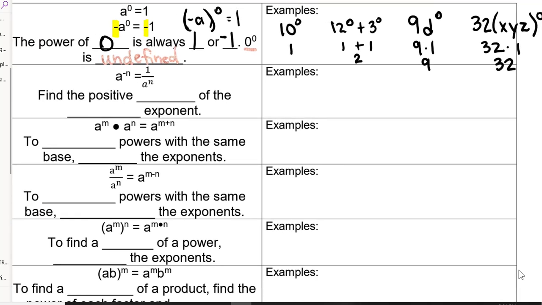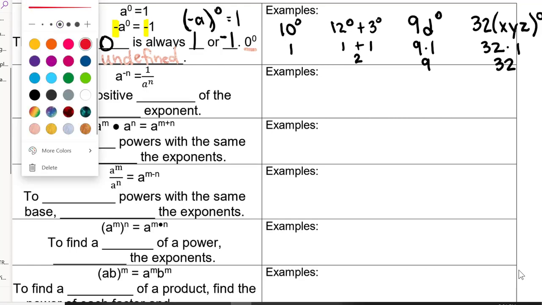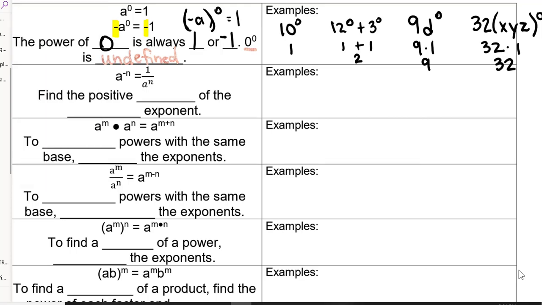A to the -n is equal to 1 over a to the n. So see what is happening here? It was a negative exponent, and then we reciprocated it. And now it's a positive exponent. So find the positive reciprocal, that's the flip, some of you may be more comfortable with, of the negative exponent. So you just send it across the fraction bar line, and that will change the sign on the exponent.